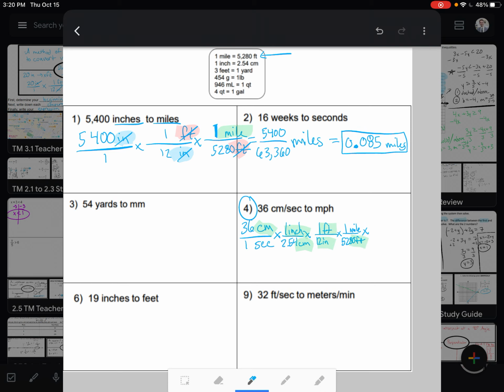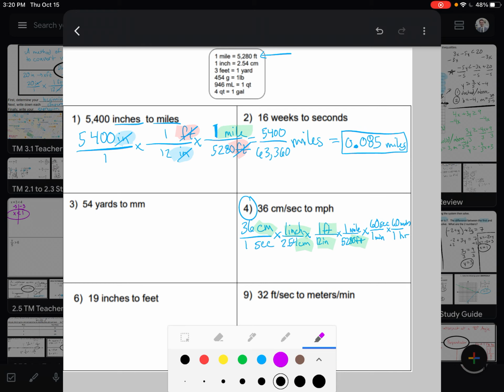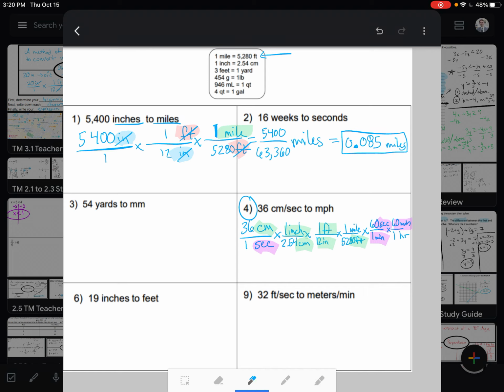Now we need to change our seconds into hours. There are 60 seconds in 1 minute, I apologize for misspeaking there, and there are 60 minutes in 1 hour. So again, let's take a look at what we can cross out here. Seconds on the bottom cross out with seconds on the top. Minutes on the bottom cross out with minutes on the top. And if we do all of this math correctly, we'll be left with just miles and hours. So again, cancel centimeters, cancel inches, cancel feet.